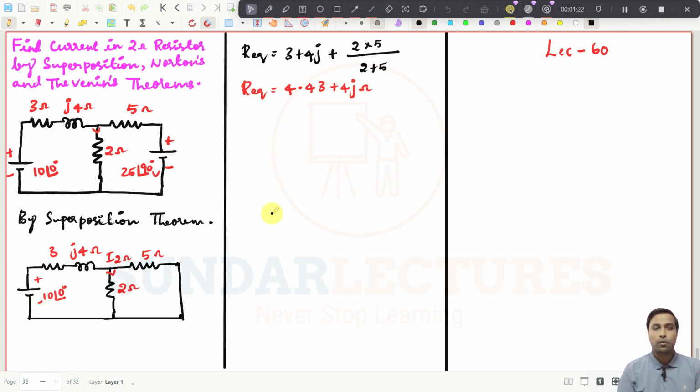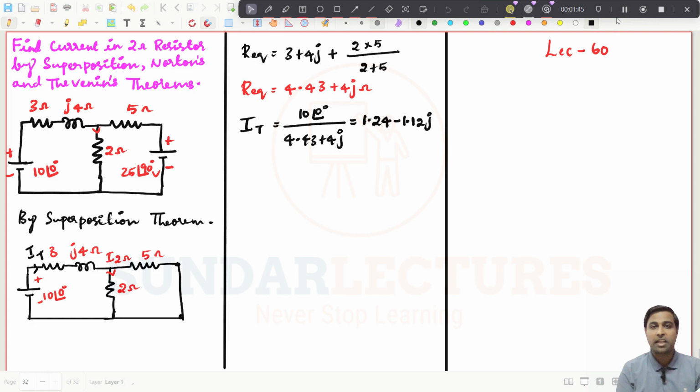Now if you want to find the total current, this current I, maybe I will write it as IT. So IT can be found by using what? What is the total voltage? It is 10 at an angle of 0 degrees divided by 4.43 plus 4j, right? If I simplify this, I am getting 1.24 minus 1.12j. Now I know the total current.